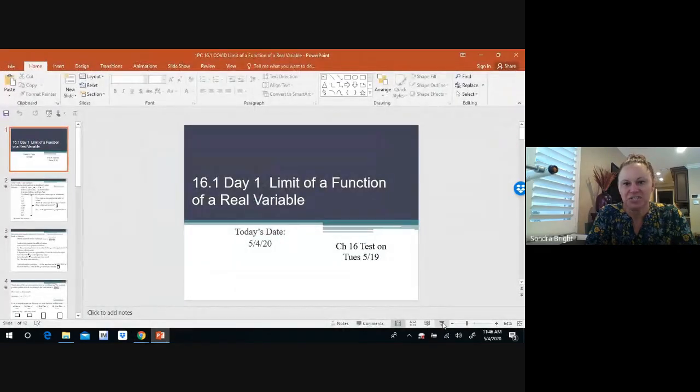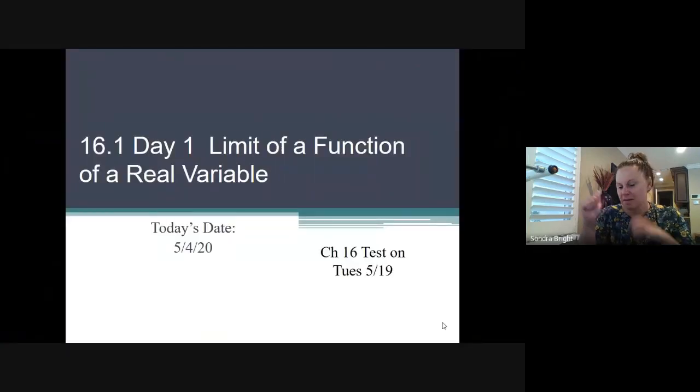All right, we're going to start an intro to calculus, starting with the limits of a function of a real variable. And we are going to test you on this on May 19th. We're only doing 3 sections. I think it's just 3 sections of this chapter, but we're breaking it down nice and slow for you.